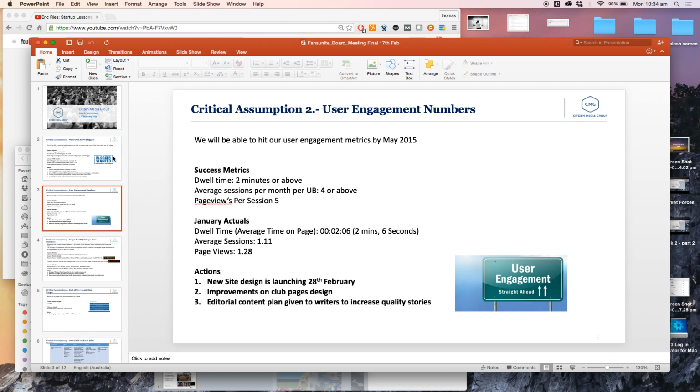The next one is user engagement. We have content, but if that content isn't getting people to read it, then we still don't have a business. So the next critical assumption was, can we make people stay on the site? Our target by May was for people to stay on the site for 2 minutes or more, with 4 sessions per unique browser and at least 5 page views per session. We wanted them to look at 5 different pages every time they came, and to come to the site 4 times a month. If we did that, we reckoned that's us building an audience.